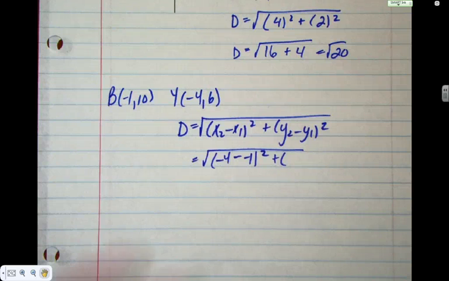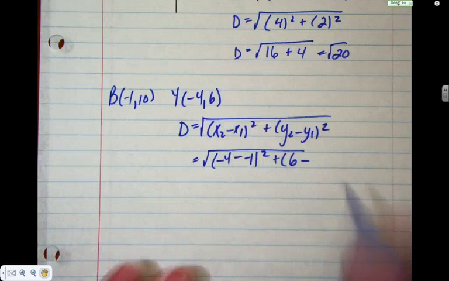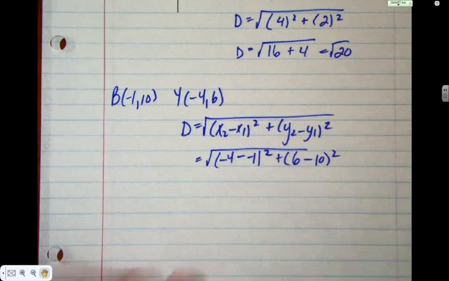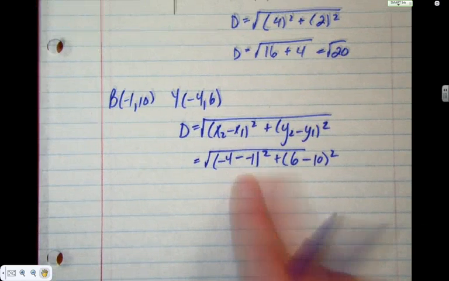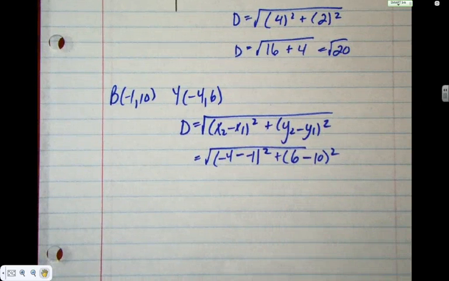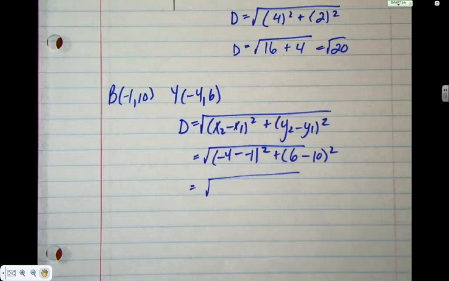y2 represents the second y value, so 6. And y1 is the first y value, which is 10. Again, if you wrote this as minus 1 minus minus 4 and 10 minus 6, it's going to give you the exact same answer in the end. So don't get too caught up in the order. It's always going to be BEDMAS at this point. Brackets are going to come first.